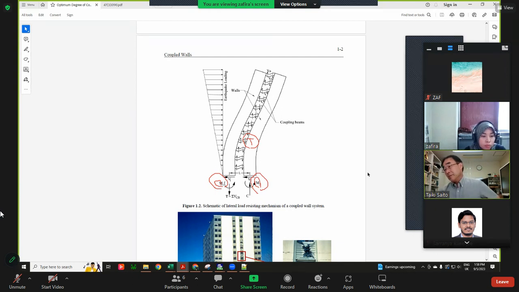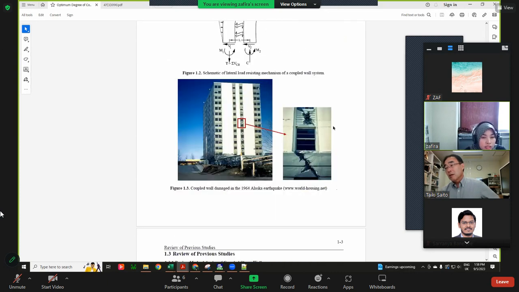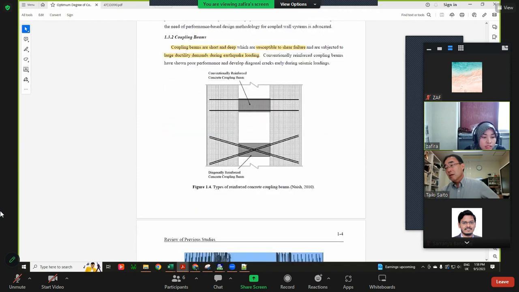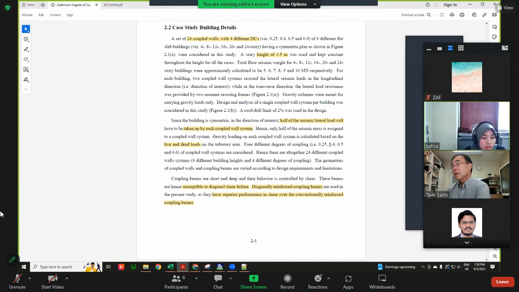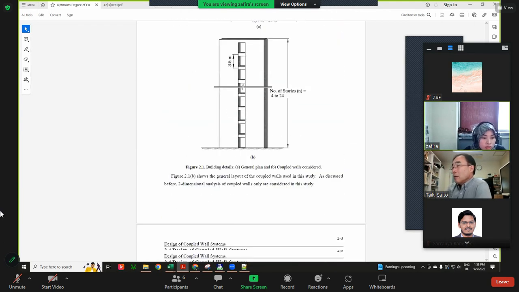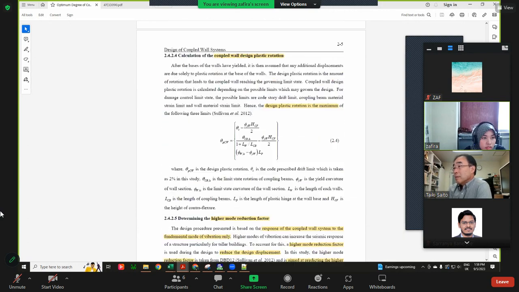nonlinearity. What I understand in this paper, Sensei, is that the time history analysis is non-linear, but when they calculate the displacement design method, for the rotation of the wall, they use plastic. They use rotation for plastic. So they take the maximum value.